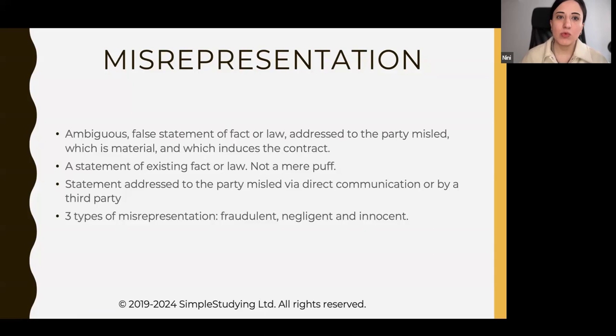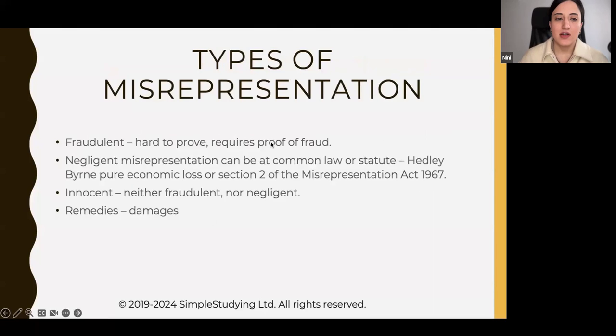After you establish that it was a statement of existing fact or law and not a mere puff, then you can refer to three types of misrepresentation and discuss which one it is. There is fraudulent, negligent, and innocent misrepresentation. You should discuss each one of them and provide critical analysis to explain which one is more relevant for the problem question that you are dealing with. For fraudulent, it's quite hard to prove. It requires proof of fraud, and the threshold for proving fraud is very high. It's set out in the case of Derry v Peek.